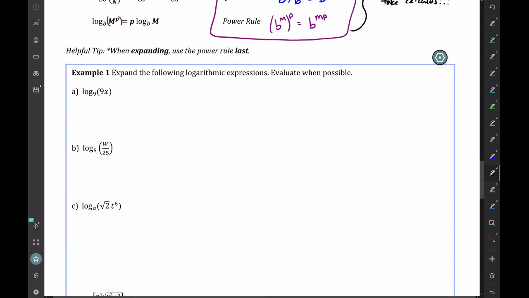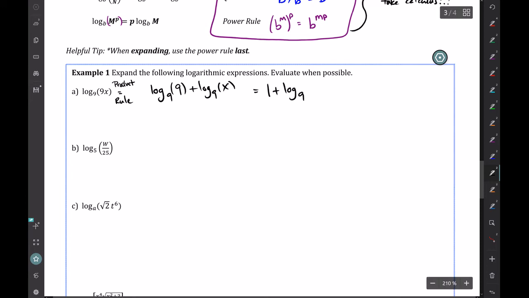Okay, so here we're asked to expand the following expression and evaluate when possible: log base 9 of 9x. Here we're going to use the product rule because we have a product inside of the logarithm. And so you can write that as log base 9 of 9 plus log base 9 of x, because if you have a log of a product, you can write it as the sum of the logs. Now log base 9 of 9 is just 1. So you get 1 plus log base 9 of x, and that's about as simplified as you can make it.